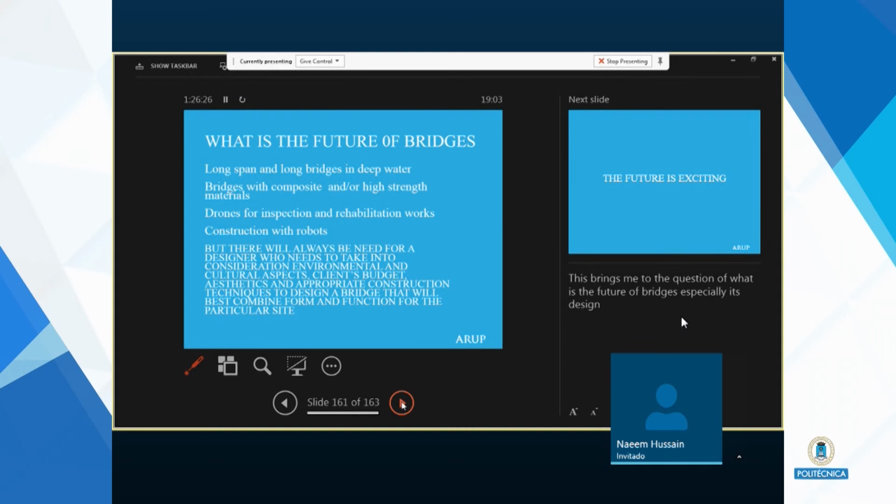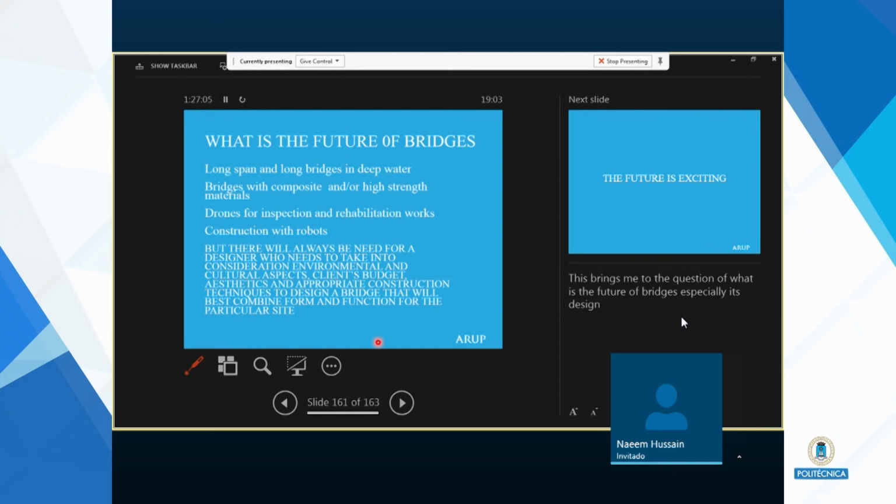But the good news for the young engineers in the audience, if you're a designer, is that there will always be a need for a designer. You can't have all these bridges unless someone has actually designed them. So if you're a designer, you need to take into consideration the environmental and cultural aspects. You must consider the client's budget. Aesthetics is very important. You need to have appropriate construction techniques for the bridge design. Then all of these can be combined in form and function for the particular site.